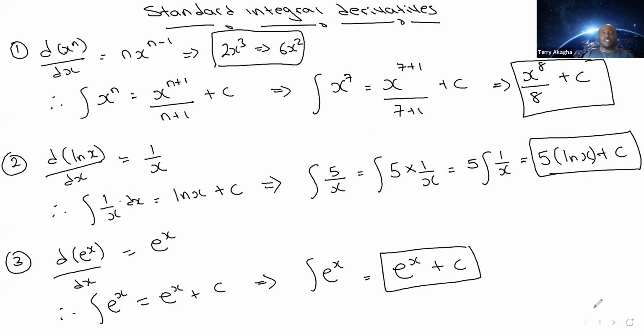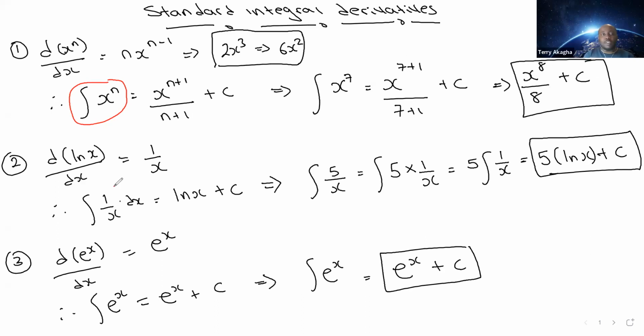So, just a quick recap for this video. The first thing: when you're integrating x raised to the power n, you add 1 and divide by the new power, plus c. So x raised to the power 7 is going to be x raised to the power 7 plus 1, divided by 7 plus 1, and that will give x raised to the power 8 divided by 8 plus c.